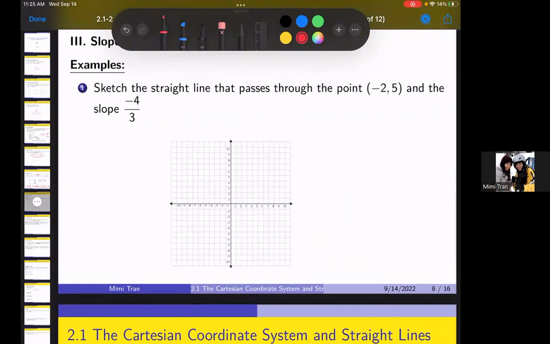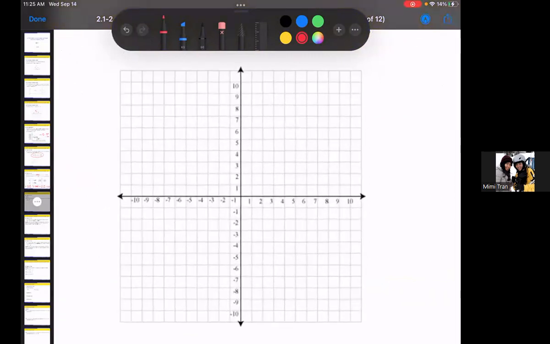Okay, so when I ask you to sketch a line, at least how many points do you need? Two, right? For this problem, I give you one. You have to find another one. So I give you (-2, 5). Let's plot that down first. (-2, 5), right here.